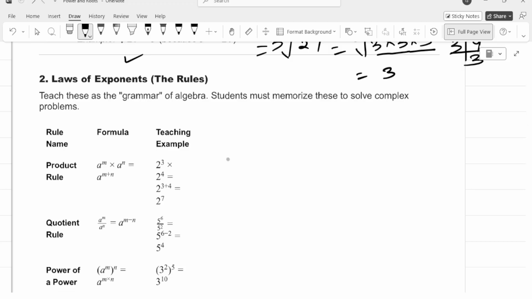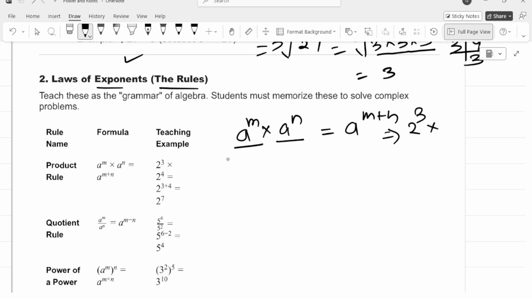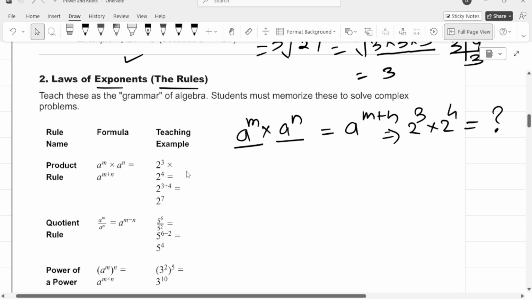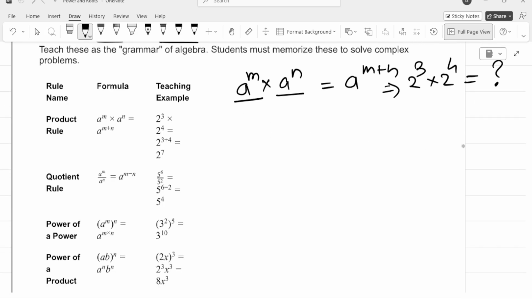Now we read a few rules, the laws of exponents. For example, a to the power m into a to the power n: here the base is the same and the power is different. If the base is the same, their powers add, a to the power m plus n. Now you can answer: 2 to the power 3 into 2 to the power 4, what's the answer? Comment below. Same thing, a to the power m plus n.